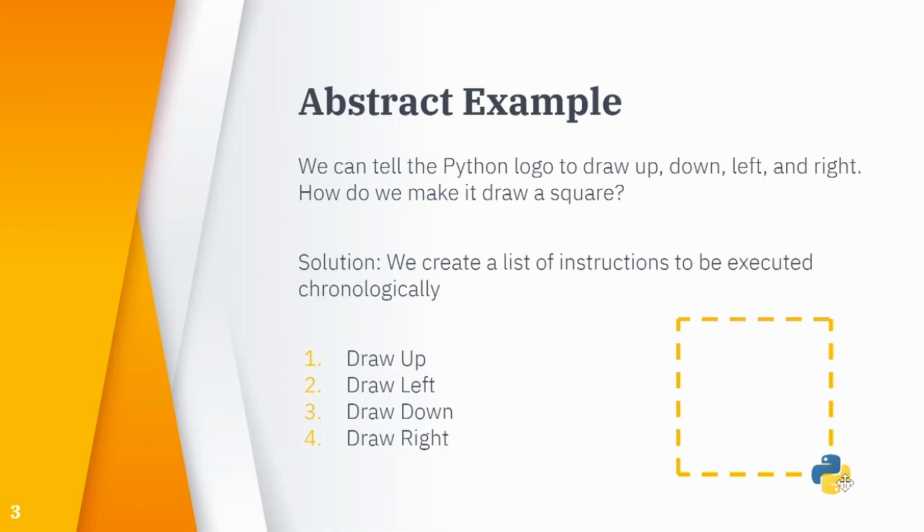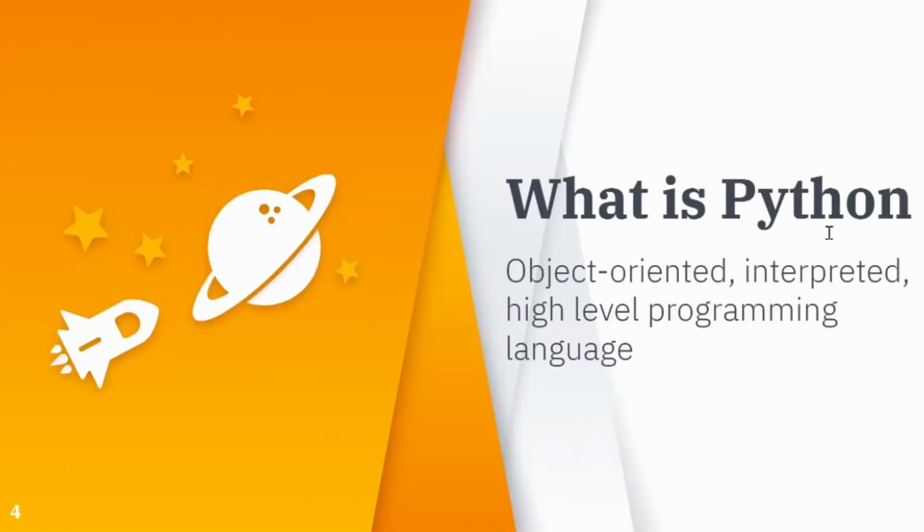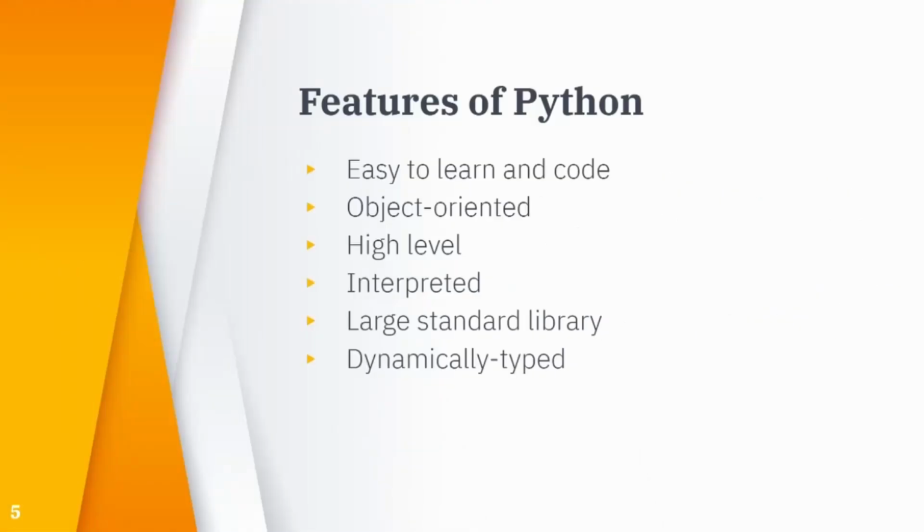Okay, so first our Python logo will draw up, then it'll draw left, then it'll draw down, then it'll draw right. What we should keep in mind is that these instructions are executed chronologically. Only once draw up is completed will it go to draw left, and so on and so forth. And that's how Python operates. What is Python? It's object-oriented, it's interpreted, and it's a high-level programming language. And if you don't know what those terms mean, that's okay, we'll explore them here.